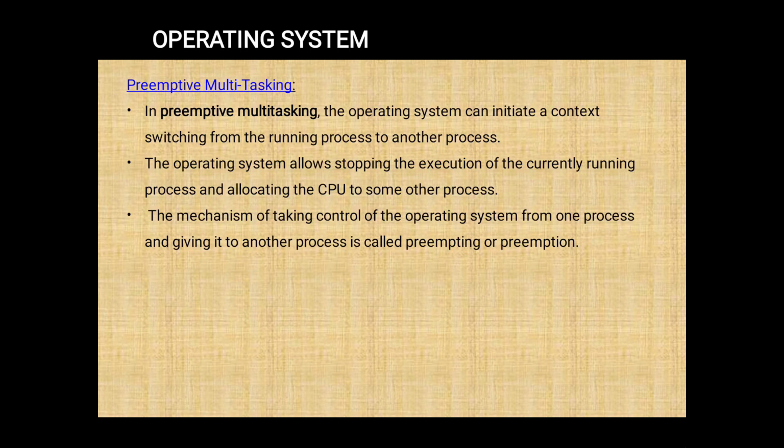In preemptive multitasking, the operating system can initiate context switching from a running process to another process. It allows the OS to preempt or interrupt a task and switch to another task. The OS allows stopping the execution of the currently running process and allocating the CPU to another process. It's based on the priority, as in which process came first will be executed first. That is called the round robin method. This mechanism of taking control of the operating system from one process and giving it to another process is called preempting or preemption.